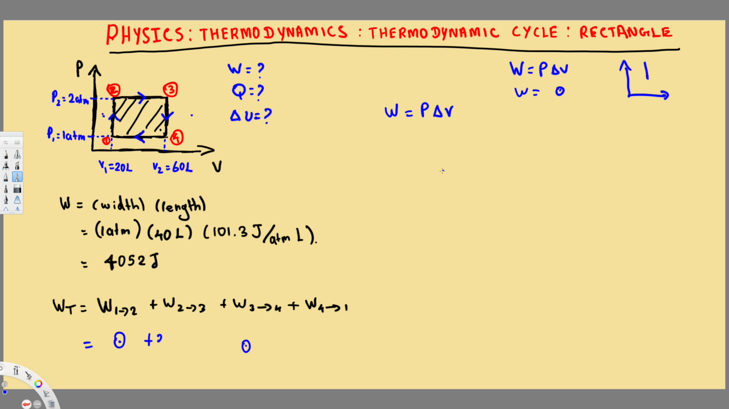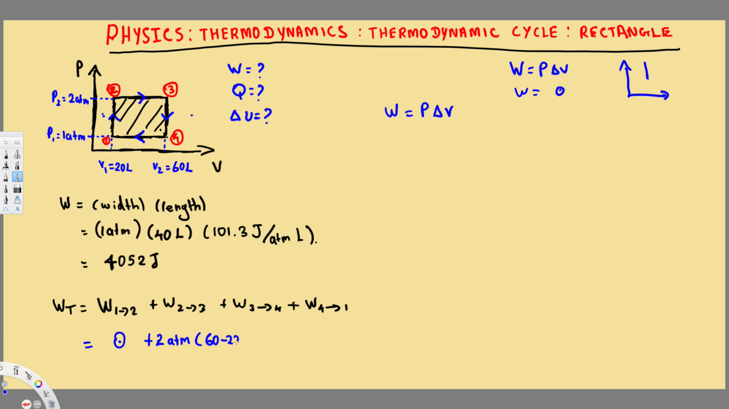Let's calculate maybe separately, or let's calculate here. So instead of writing this, let's write this one later. So this is going to be, I'm doing 2 to 3. That's an isobaric process, 2 atm multiplied by delta V. Delta V is going to be final minus initial. So 60 minus 20.